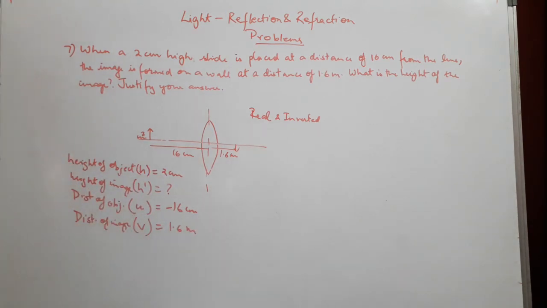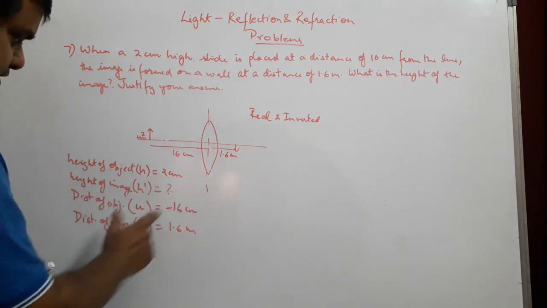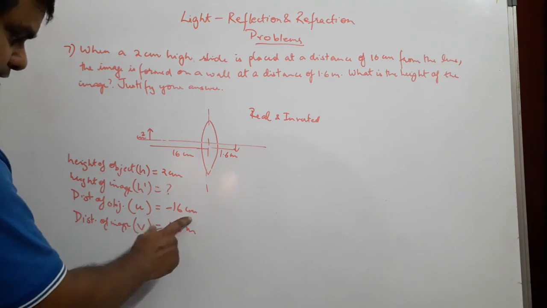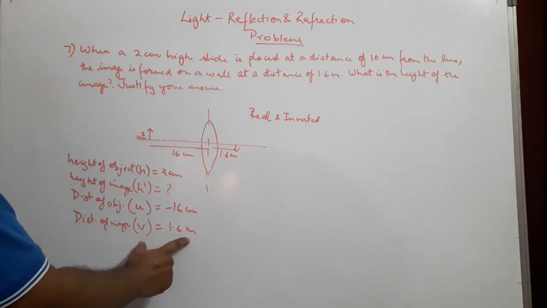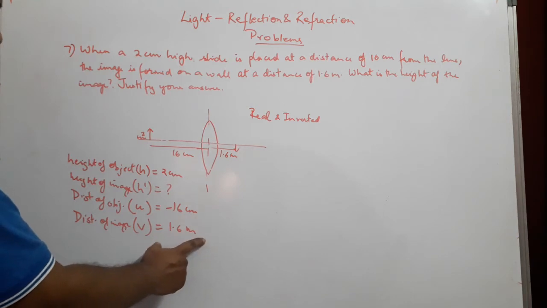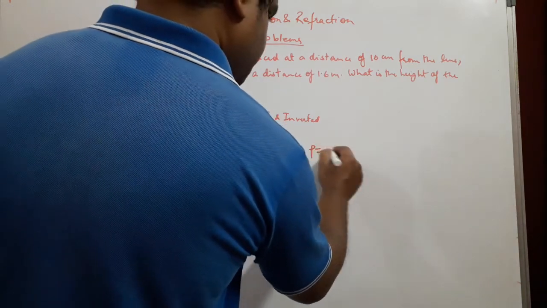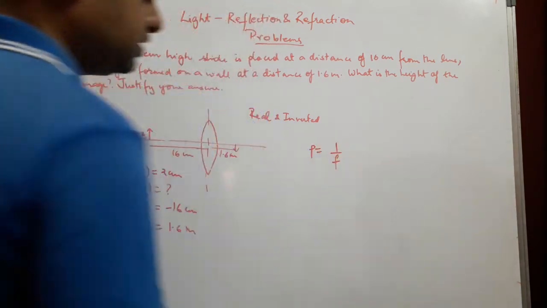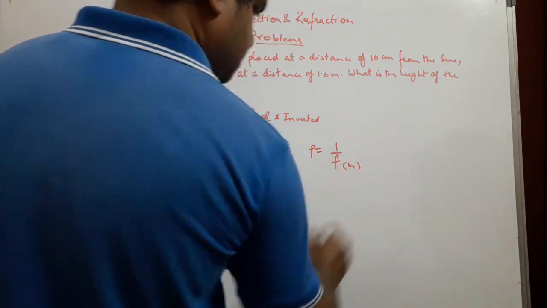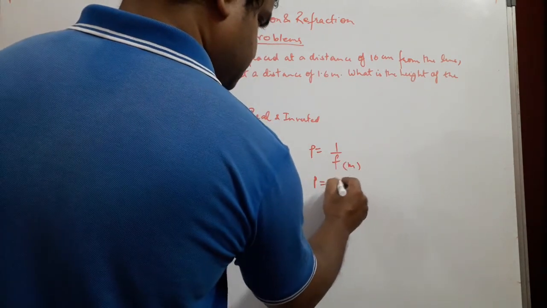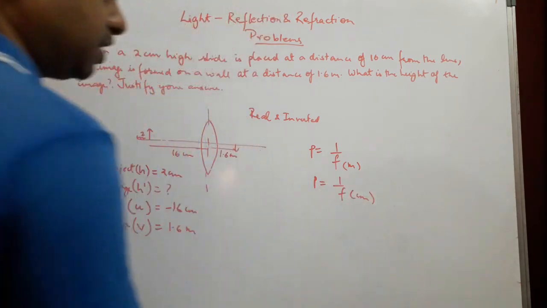If we notice over here, the height of the object is given in centimeters, the distance of the object is given in centimeters, but the distance of the image is given in meters. So we need to convert this into centimeters. If we recall how we get power, it is P is equal to 1 upon F, but this is in meters when the focal length is in meters. But if the focal length is given in centimeters, then we need to convert it to meters.